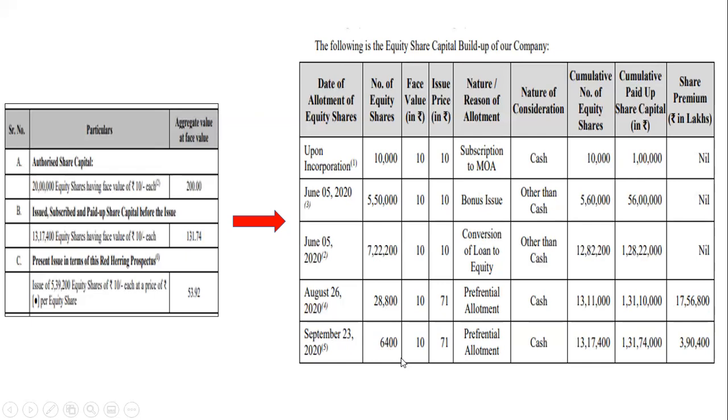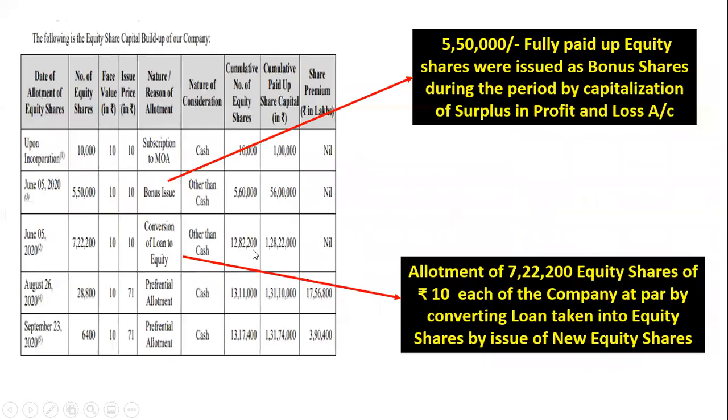The summation of all the shares is exactly equal to 131.74 lakh capital. So the capital increased from 1 lakh to 131.74 lakhs. Now let us observe this bonus issue and the conversion of loan.